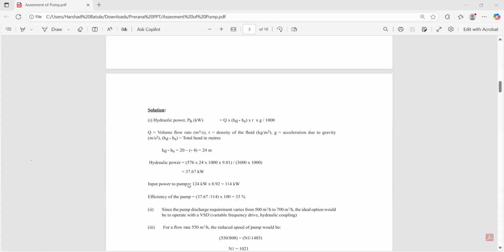Input power of the motor is given as 124. To calculate shaft power, you need the efficiency of the motor. Your efficiency of motor is 92%. So your shaft power is 114 kilowatt. Your efficiency of the pump would be 37.67 divided by 114 kilowatt, which means your efficiency of pump is 33%.